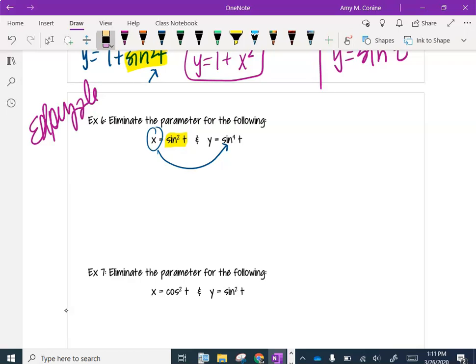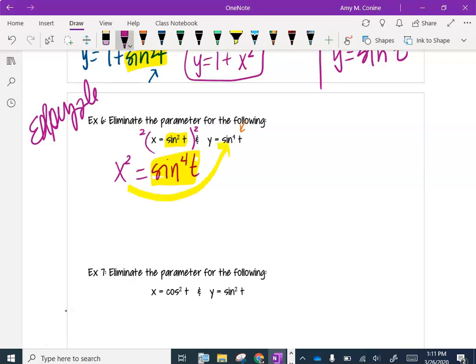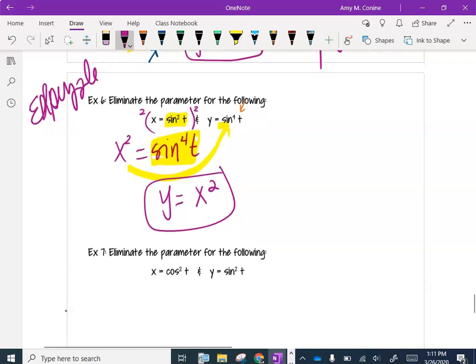In order to make that happen, I need to have a sine to the fourth. I don't have one yet. So before I can substitute anything, I should square both sides. So if I have x squared now, the square of sine squared is sine to the fourth because of our exponent rules. Now I have exactly what I need, so I can take that x squared and substitute it in for sine to the fourth t, and now my parameter is gone. I have no t, I have no trig, I just have a parabola. That's all I have.